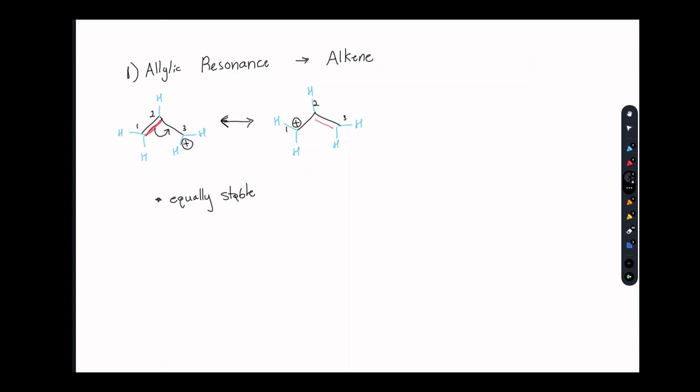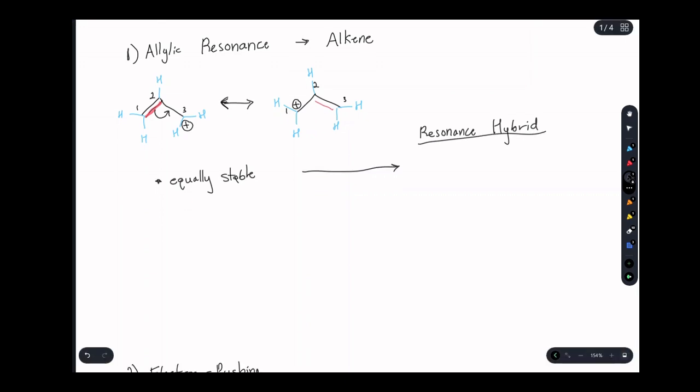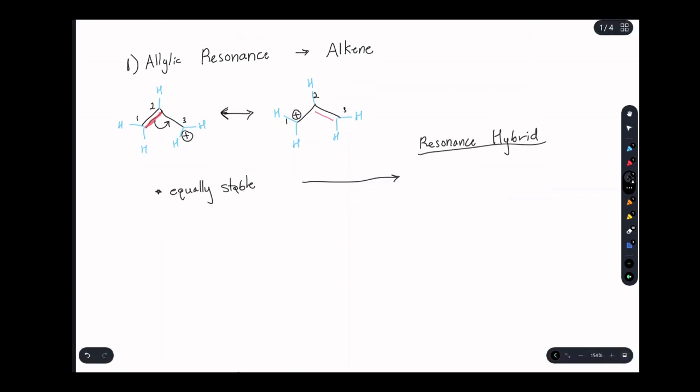These 2 different resonance forms, and only when they're equally stable are you able to draw what's called a resonance hybrid, or at least an accurate resonance hybrid. Now what that's going to look like is we're going to draw all the single bonds that we had. Those are never allowed to move in our resonance hybrid, so we have our bonds between carbons 1, 2, and 3, and we have all of our hydrogens.